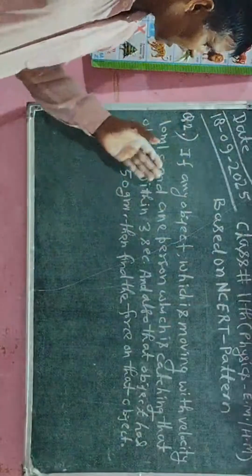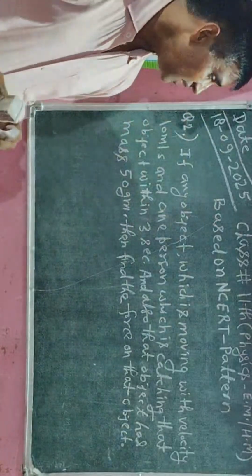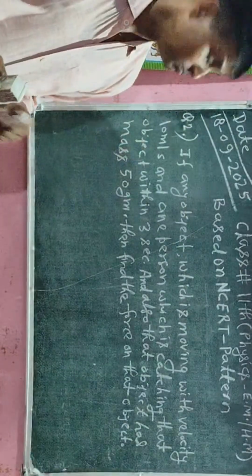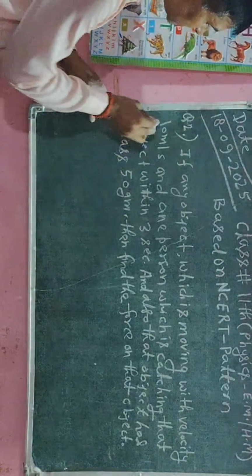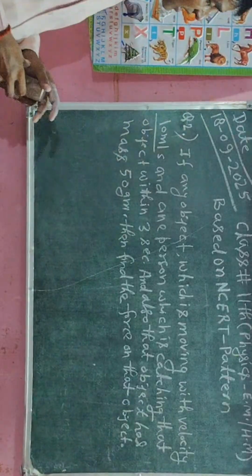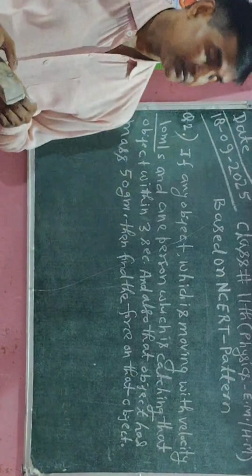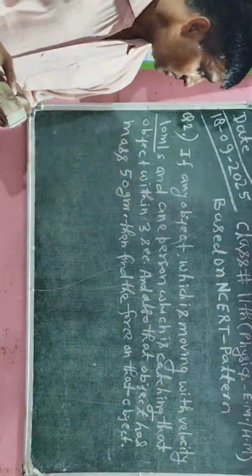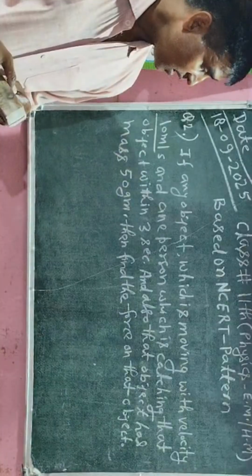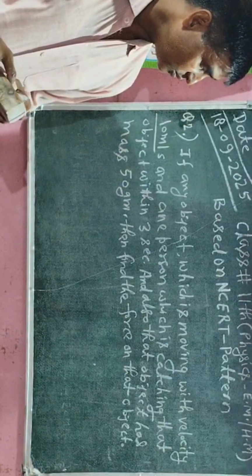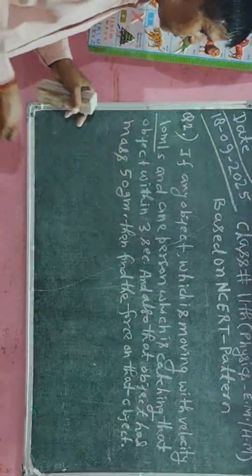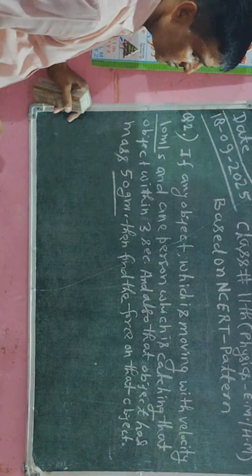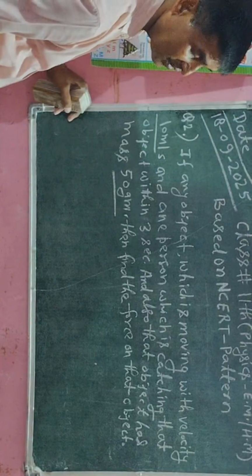Here I have taken one object and that object is moving with a velocity of 10 meter per second. And one person is catching that ball within 3 seconds. So also that object has mass 50 grams. Then we have to find the force on that object.